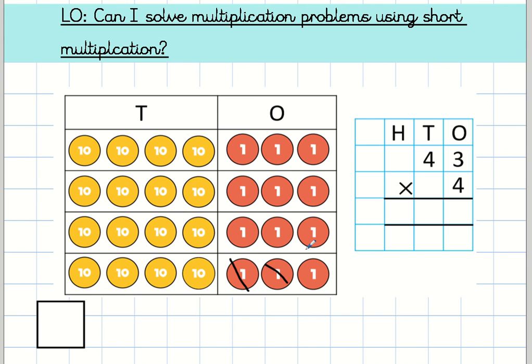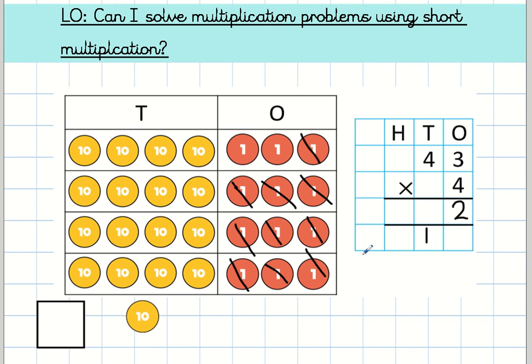1, 2, 3, 4, 5, 6, 7, 8, 9, 10. And I'm going to exchange those for a 10. So I've now got 2 ones left over, the 2 from the number 12, and I'm going to put the 1 from the number 12 in the tens column. Then we're doing 4 times 4, which is 4, 8, 12, 16, plus 1 is 17.